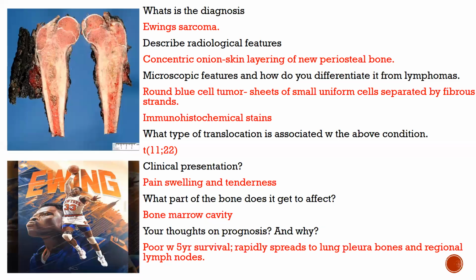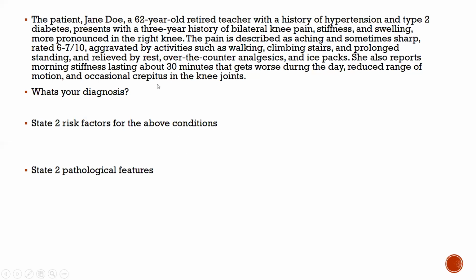Okay, I think we're done with that. So here is the case I formulated. It's about a condition that I couldn't get a picture of. The patient, Jane Doe, a 62-year-old retired teacher with a history of hypertension and type 2 diabetes, presents with a 3-year history of bilateral knee pain. There's stiffness and swelling, more pronounced in the right knee.